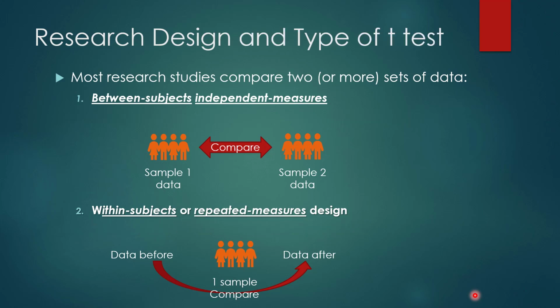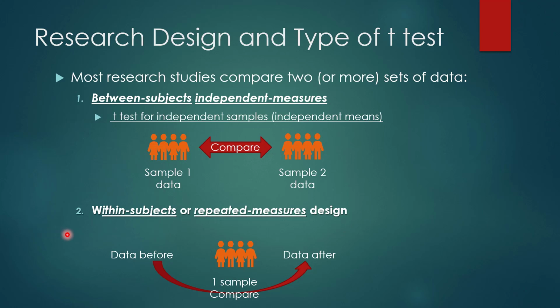Now, what is the type of t-test that we would do? For a between subjects or independent measures design, we're going to use the t-test for independent samples because the means are independent of each other. They're separate and distinct. They come from two or more separate data sets. That's what we did in Chapter 10.